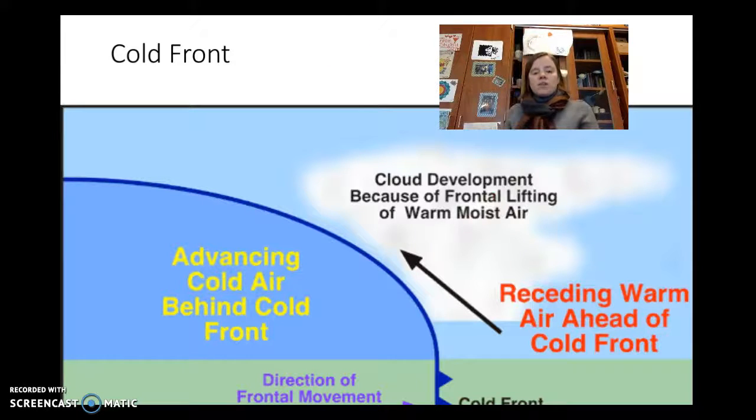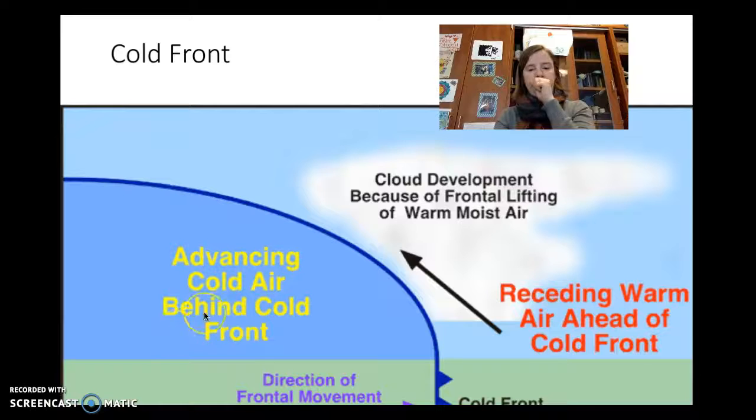Okay, and then a cold front, you've got this advancing cold air, and again, that warm air is pushed above it, but it's happening at a much faster rate because the cold air is overtaking the warm air. Again, you've got that cloud development at a front. In any front, if you just picture in any front, there is always going to be cloud formation because one of the air masses is lifting above the other.